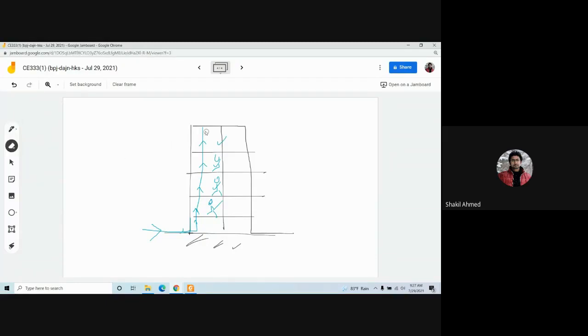Let's say we have 30 psi here, and with that 30 psi, we can reach up to this level, not more than that, up to this level. So in this case, you can see these people are getting water, and the direction of the water is upward. The water is flowing upward. So this is upfeed zone.